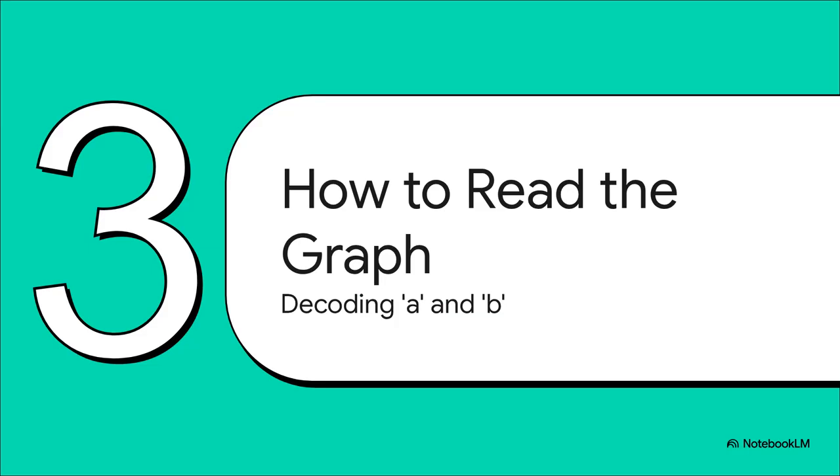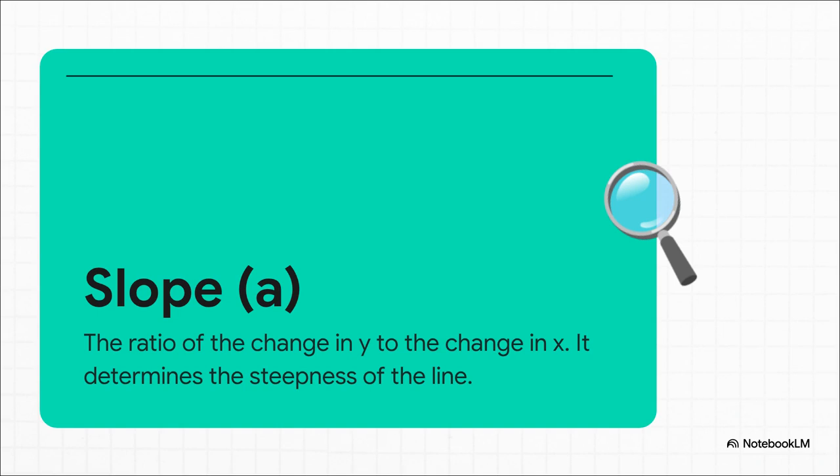So that secret code, y equals ax plus b, it actually holds two separate instructions for our line. You've got the a part and you've got the b part. Let's crack this code and see what each one is telling the line to do. First up, we've got a. We call this the slope.